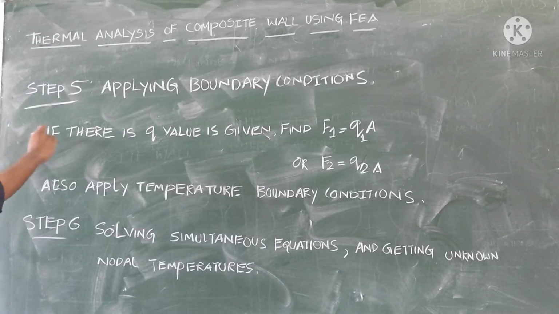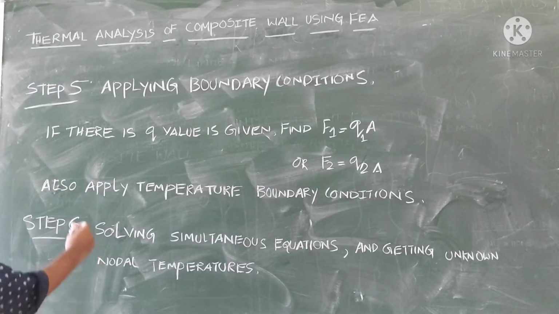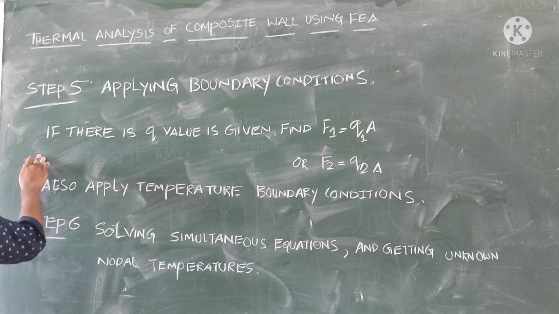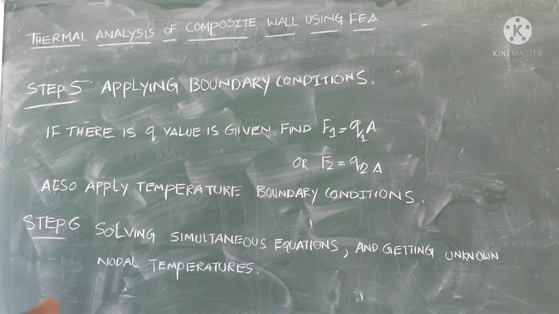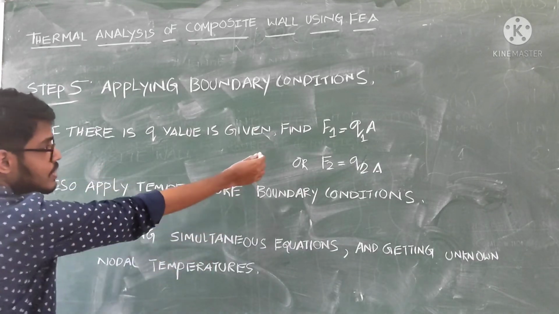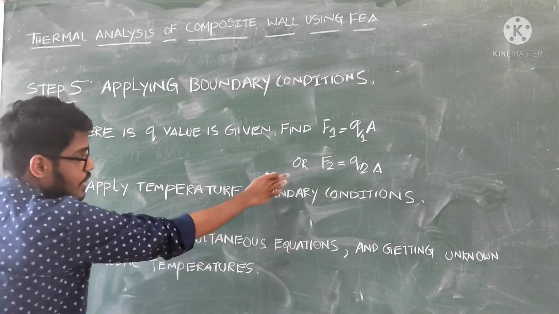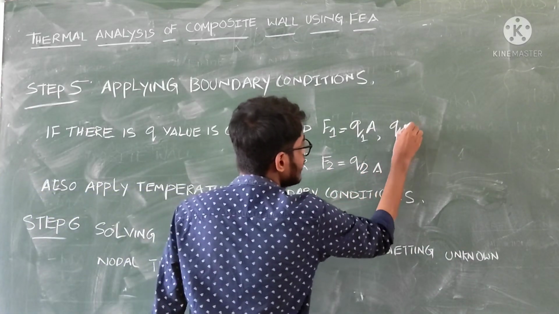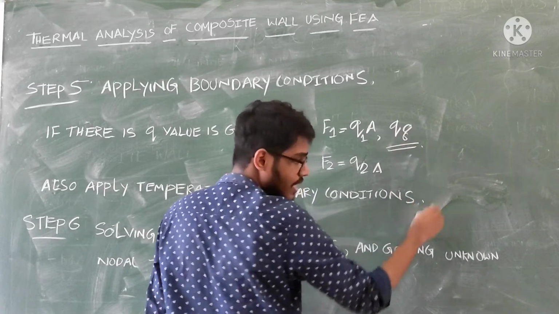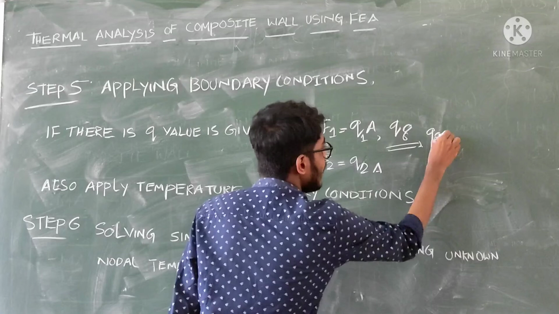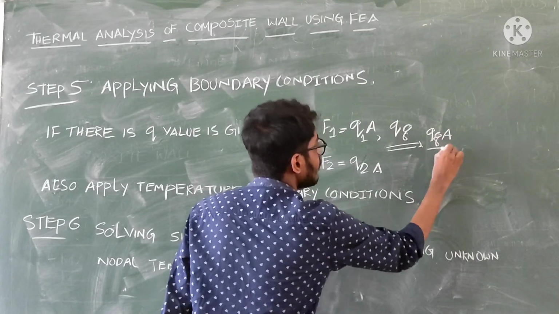Then step 5, applying boundary conditions. The boundary conditions involve force boundary conditions, thermal force boundary conditions as well as temperature boundary conditions. If there is Q value is given, then find F1 is equal to Q1A or F2 is equal to Q2A. Also, there is mentioned about QG, that is internal heat generation. Then also we calculate QG into A for F1.